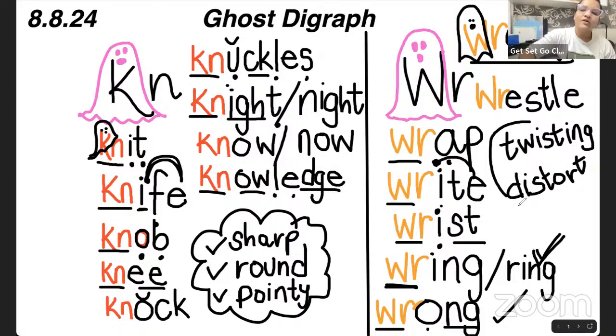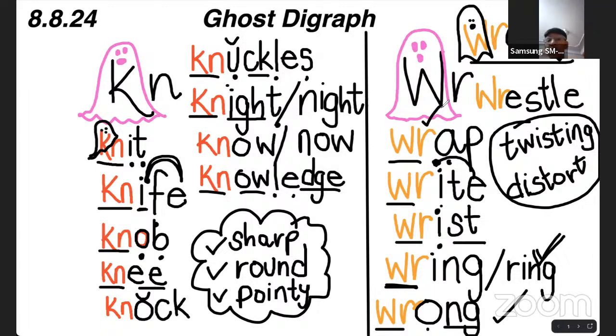Okay. So now if you're ever confused whether you should start with R or WR, you can think of whether the word has something to do with twisting or not. If it is not, then it will be R only. But if it has something to do with twisting, turning, distorting, breaking, wrecking, then it will be WR.